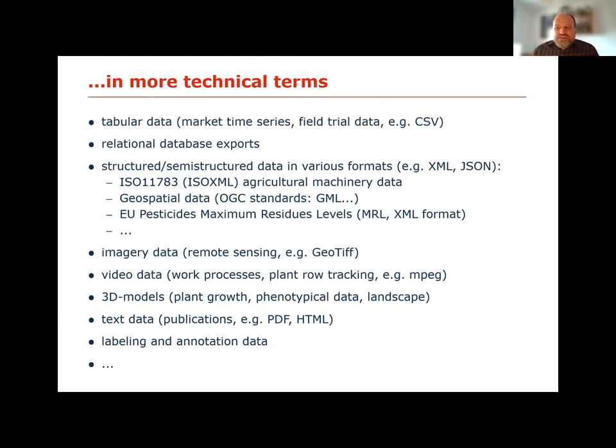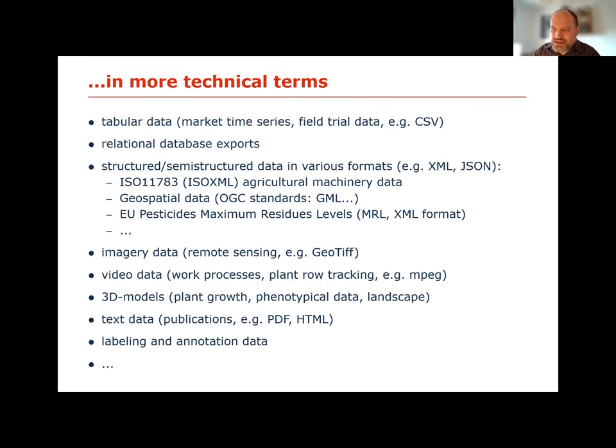So if you look at it in more technical terms, and maybe this is getting closer towards a real metadata description of data. We have, for example, tabular data that could be market time series, usually in CSV files. We have relational database exports. There are structured and semi-structured data in various formats.